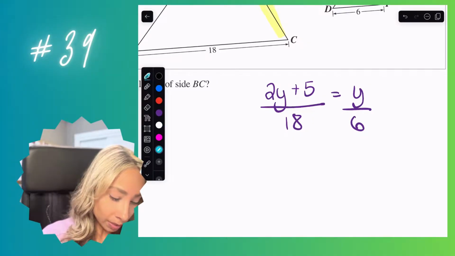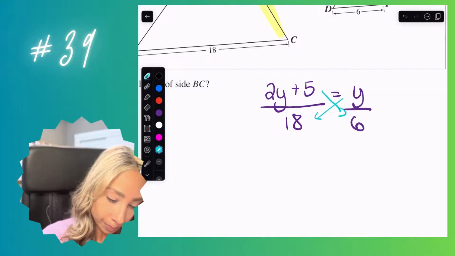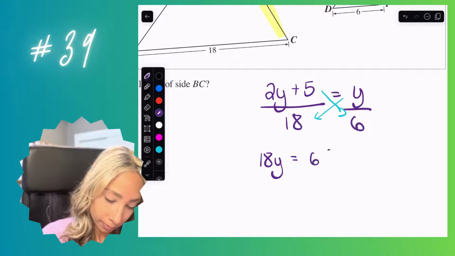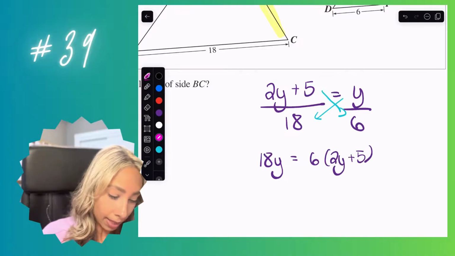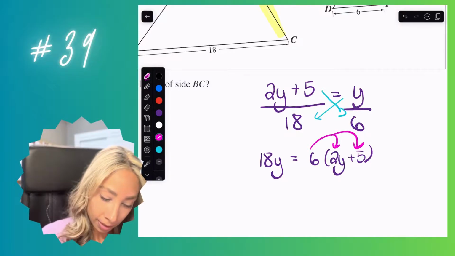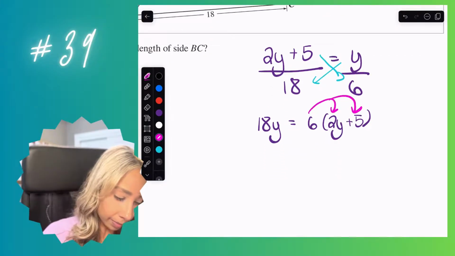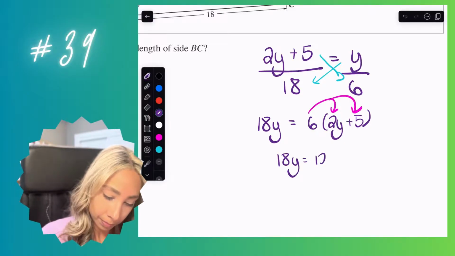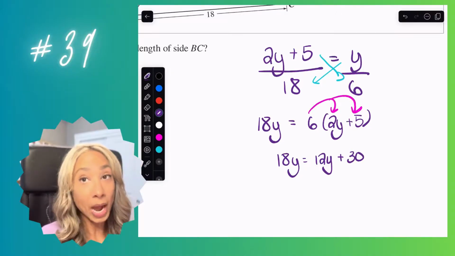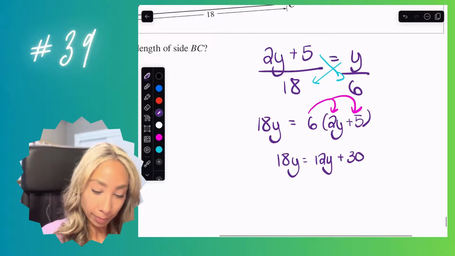We can do a little bit of cross multiplication here, and that leaves me with the following. Then we can distribute everything there. And now we can just use our algebra and solve for y.